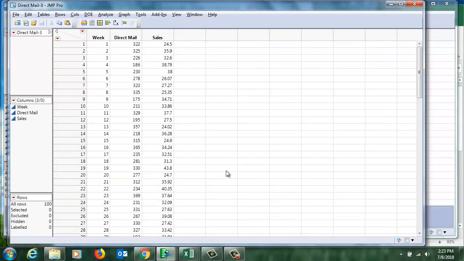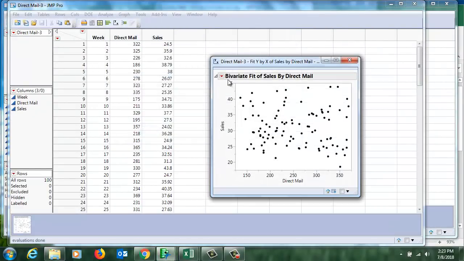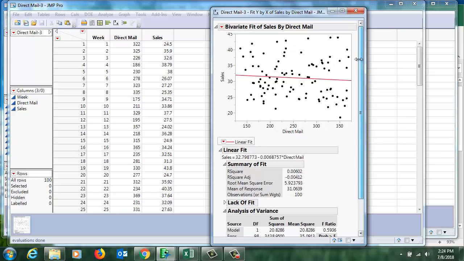Now download this file, Direct Mail 3. That's a similar file, 100 rows of data. Direct mail and sales. We check the relationship of direct mail as estimator of sales, and fitting a line shows that there is no relationship. The model is not significant. R-square is very small, and the p-value for testing the slope under parameter estimates is 0.44. No significant relationship.